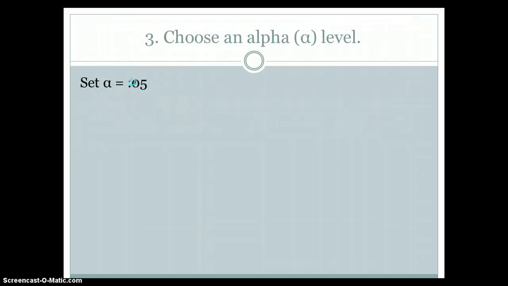Then we choose an alpha level or a probability value. We're going to say that 0.05 is as high of a risk that we're going to take of committing a type 1 error. So we need a p less than 0.05 in order to say that something other than the null hypothesis is happening.